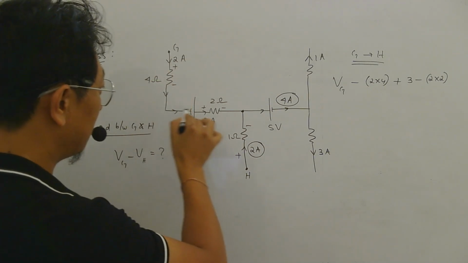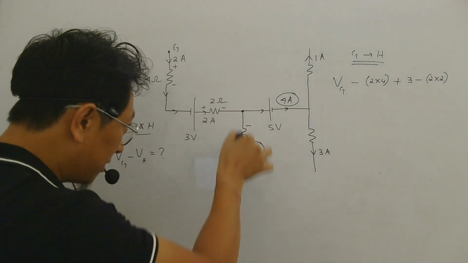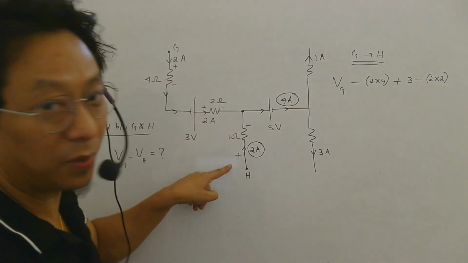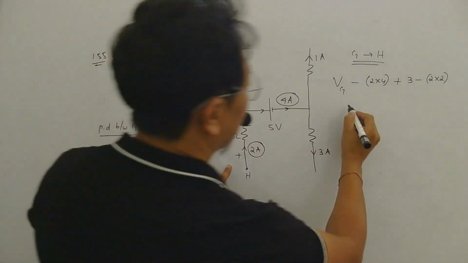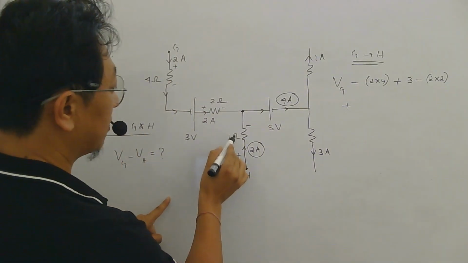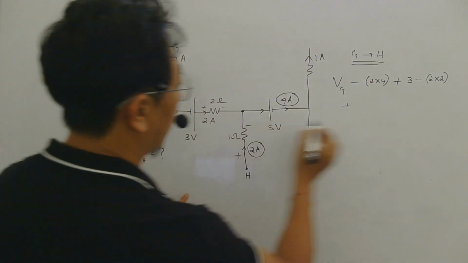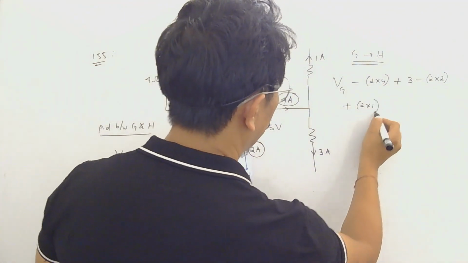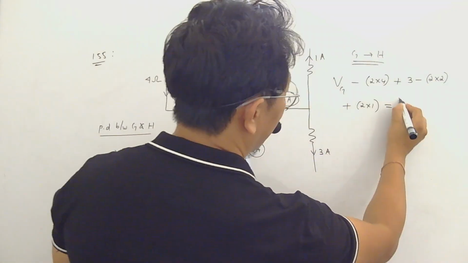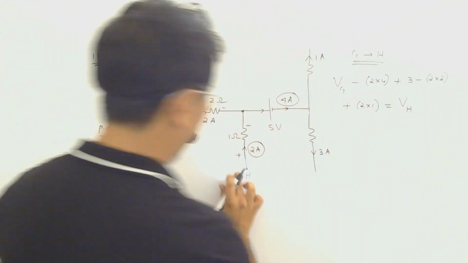But I am coming this way, right? So when I come this way, I am going from minus to plus. So it is a rise. So plus I into R. What is I? 2. What is R? 1. So 2 into 1. Once you reach this point, you will reach the potential of H.